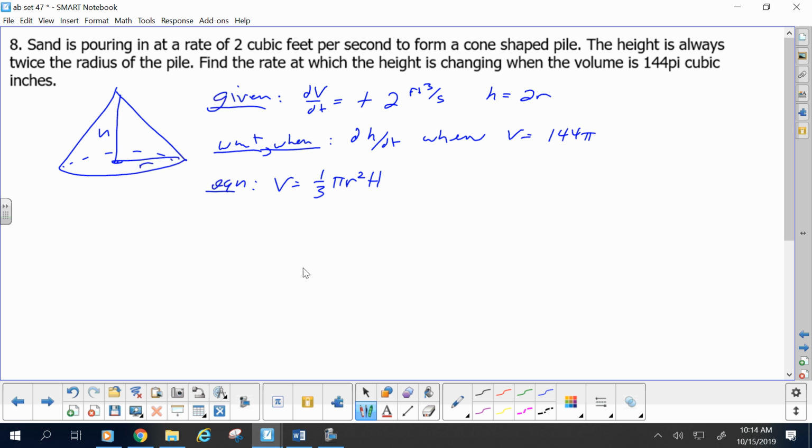What do I want to find? I want dh/dt, so h needs to be in my equation. So I need to keep h and substitute for r. r is 1/2 h, so 1/3 pi, and instead of r squared, it's h over 2 squared. So I get something like pi over 12 h cubed. Do you concur?